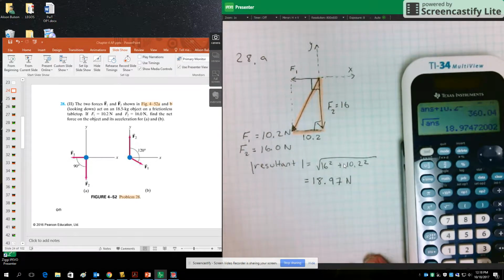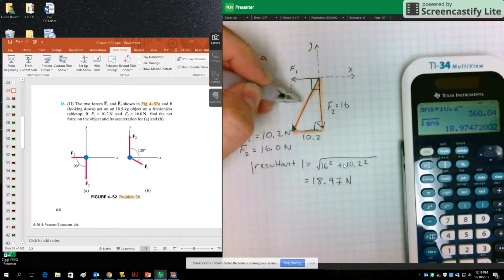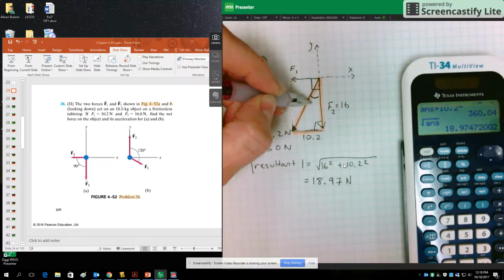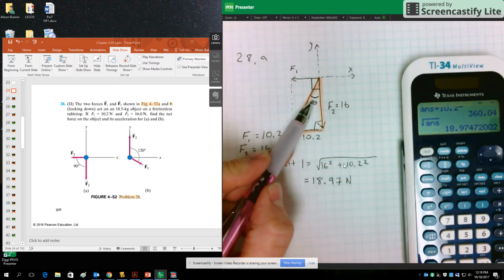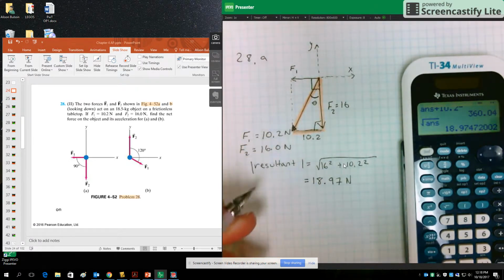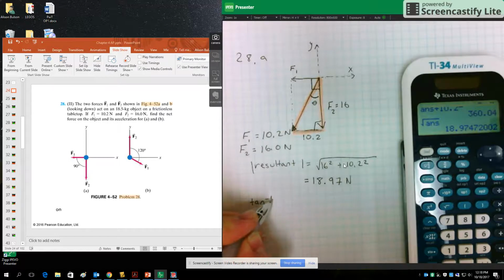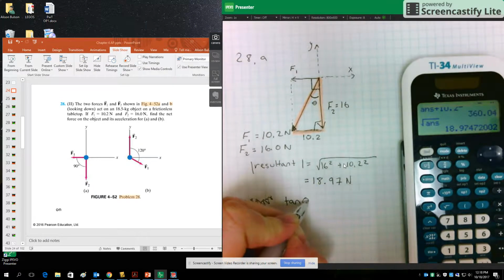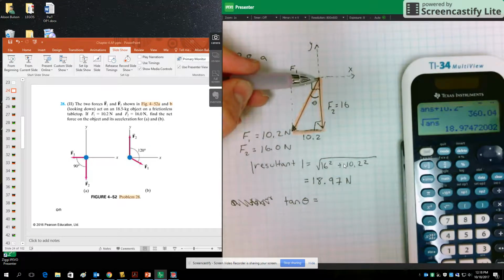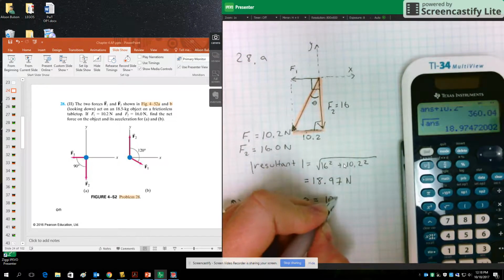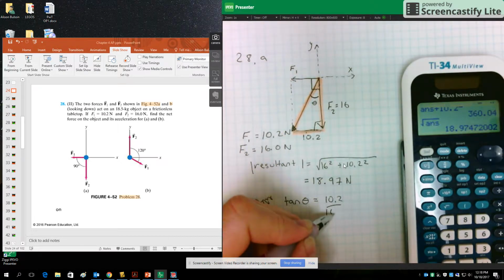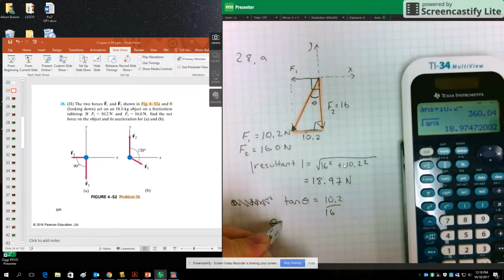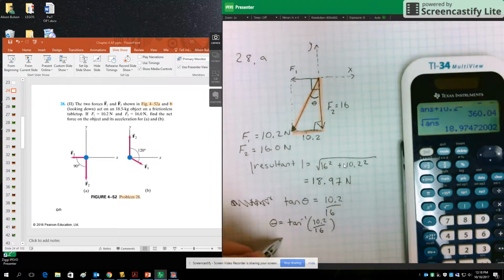And then we need to know the direction as well because it's a vector. So let's look at this angle right here. We'll call that theta. So if I define theta as this angle, then the tangent of theta is equal to opposite over adjacent, so tangent of theta is 10.2 divided by 16, and so theta is the inverse tangent of 10.2 divided by 16.